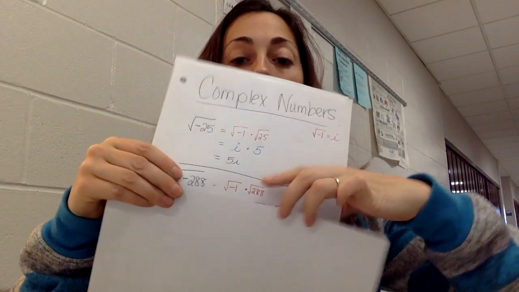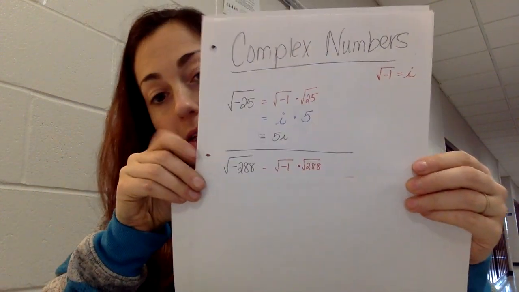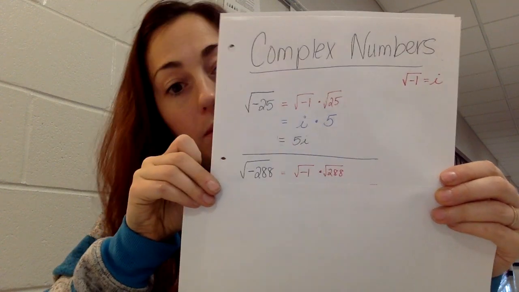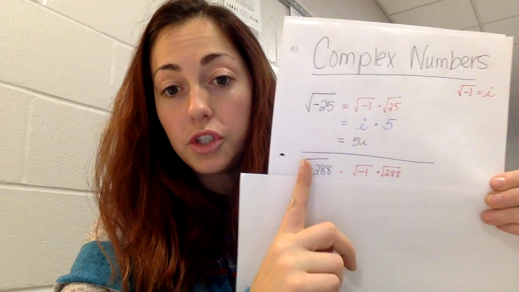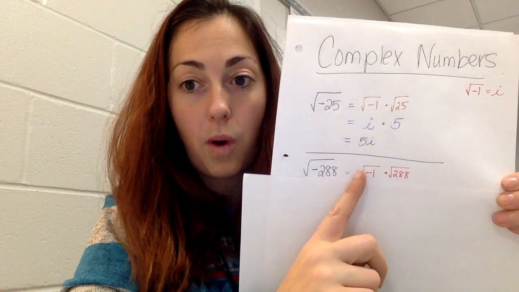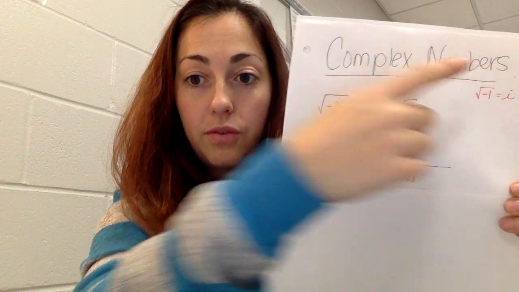Okay, we're going to take it one step further. Sometimes it's not a perfect square like that one, but it's the same stuff we've been doing. For example, the square root of -288: you still take out the -1 so that we can use this fact.